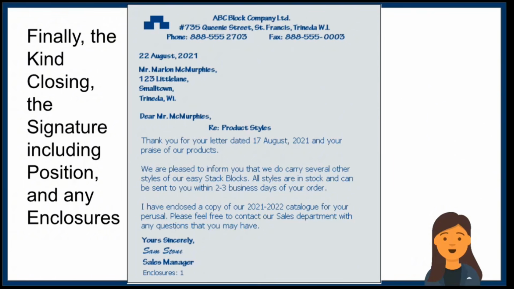Sometimes it's abbreviated or shortened to that, but you have to mention that there's an enclosure, right? So that just goes below the signature, below the title, right there. Enclosures 1, and that's it. So that is a perfectly good letter from a company to a person. This will work even if it's a letter in response to a job application or something like that.